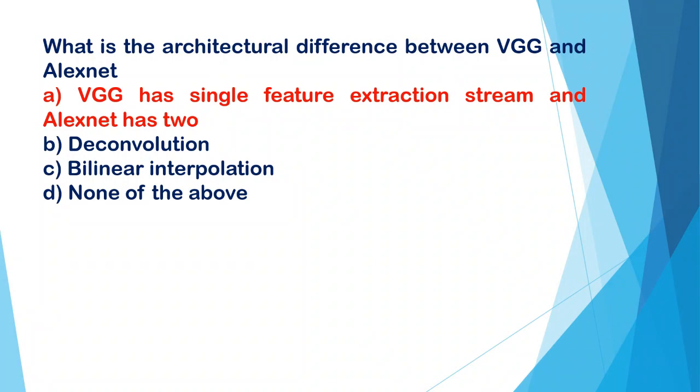What is the architectural difference between VGG and AlexNet? A. VGG has single feature extraction stream and AlexNet has two. B. Deconvolution. C. Bilinear interpolation. D. None of the above. And the correct option is A, that VGG has single feature extraction stream and AlexNet has two.